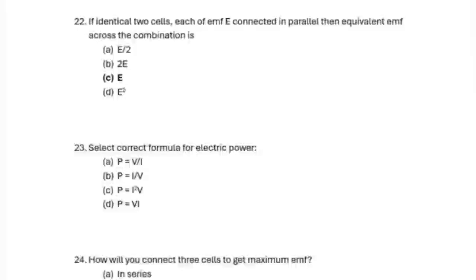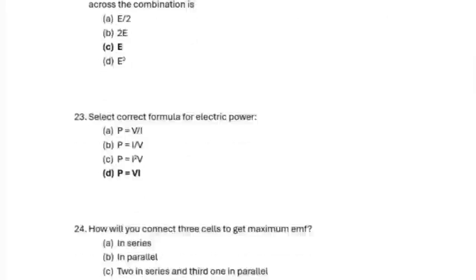Question number 23. Select the correct formula for electric power. Option A, P is equal to V by I. Option B, P is equal to I by V. Option C, P is equal to I square V. Option D, P is equal to VI. Here the correct answer is option D, P is equal to VI.